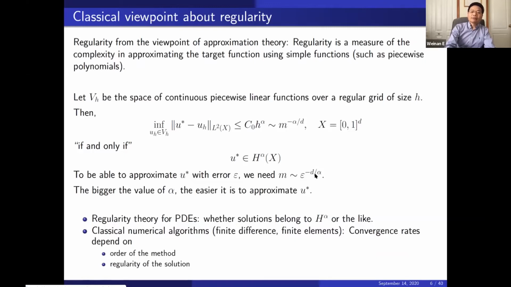Here, d is the dimension and alpha is the regularity. So the bigger the alpha, the easier it is: the smaller the value of m required to approximate u*. With this, classical theory for PDEs is about whether a solution belongs to some Sobolev, Besov or C alpha kind of space. And for numerical algorithms like finite element and finite difference, what we want to do is establish convergence rates. This convergence rate depends on two things. One is the order of the method, the order of the scheme: second order, first order. And the second is the regularity of the solution. So this is the classical picture.